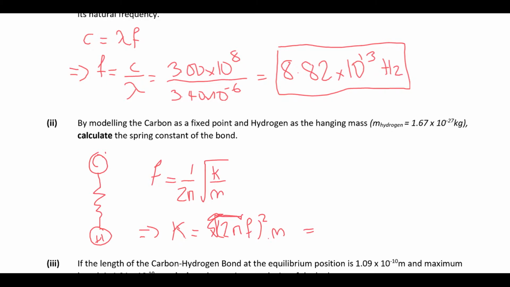So we've got the frequency in my calculator already, so times by 2 times by pi squared times by 1.67 times 10 to the minus 27. That's the mass of our hydrogen atom, and that gives us a spring constant of 513 newtons per meter, because that's the unit of a spring constant there. So surprisingly big, actually. All right, so let's crack on.